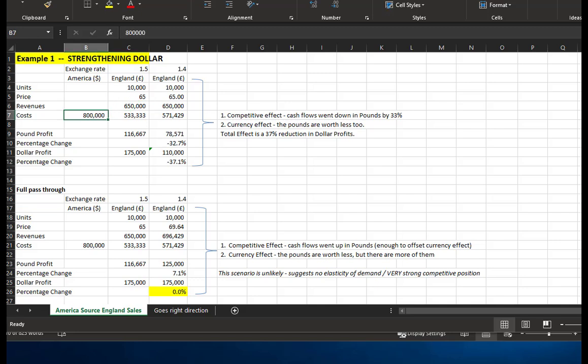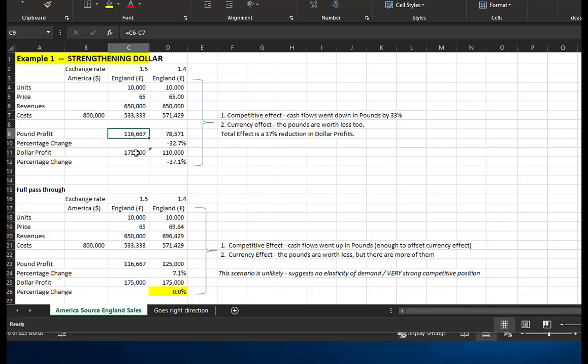Our costs, again, are incurred in America, and let's assume that those are $800,000 in costs. We've got to pay our suppliers $800,000 for the pieces and parts and everything else that we're using. Now, in pound terms, that's 533,000 pounds. And that's just the dollars divided by the dollars per pound, right? So 533,000 pounds is our costs in pound terms. Our pound profit is going to be 116,667.